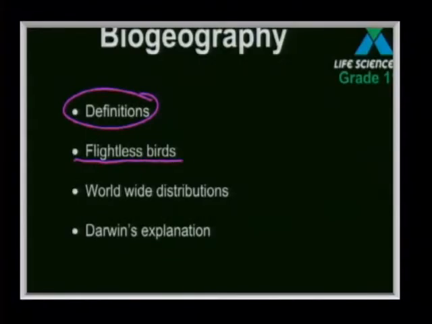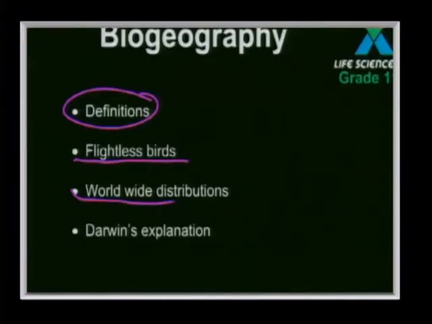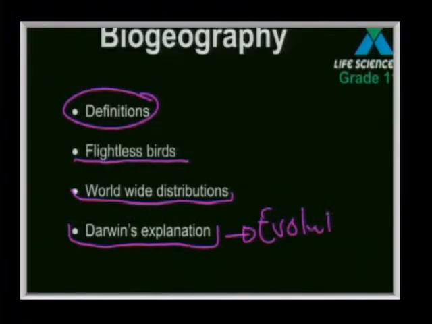Then we will look at the flightless birds. As South Africans, we have the ostrich as a very good example. Everybody knows the ostrich. We will look at the worldwide distribution of some of the more popular flightless birds or ratites. And then we'll see how the biogeography, the distribution of your ratites, etc., slots into Darwin's evolutionary theory. In other words, how it provides evidence for evolution. And we'll look at some of the conclusions that Darwin made based on some of those aspects.